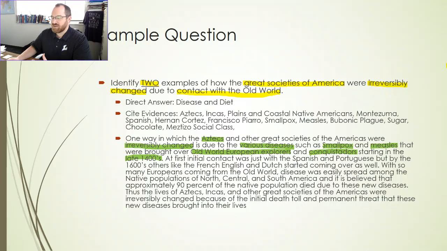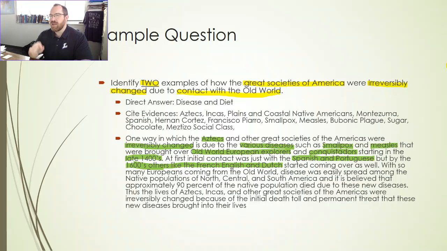At first, initial contact was just with the Spanish and Portuguese. So I'm saying that I know. I said conquistadors before, but I'm saying, yep, I know those first two Europeans came over. I'm smart. But then I even say, going into the time period, like by the 1600s, others like the French, English, and Dutch started coming over as well. Okay. And then I give the context.